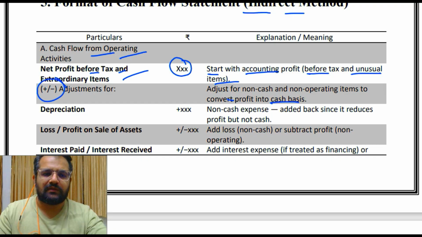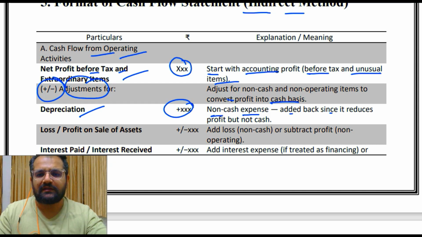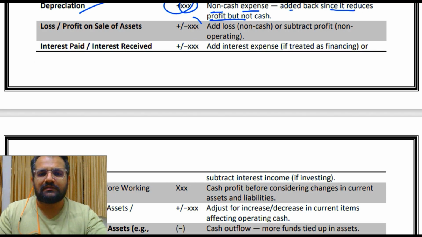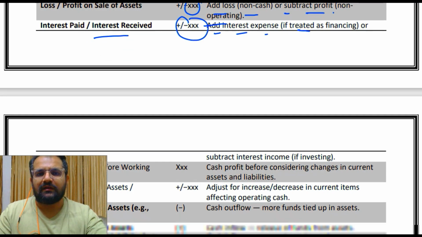किस चीज़ की बात हो रही है? प्लस और माइनस मतलब एडजस्टमेंट्स. Depreciation, some amount is added. Non-cash expense added back since it reduces profit but not cash. ठीक है. प्लस XXX मतलब something is added. ठीक है, some amount. Then loss or profit on sale of asset, so plus minus some value: add loss as non-cash, or subtract profit as non-operating. Then interest paid या interest received, plus minus some amount: add interest expense if treated as financing, or subtract interest income if investing.